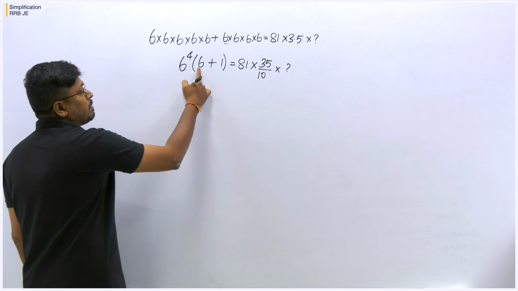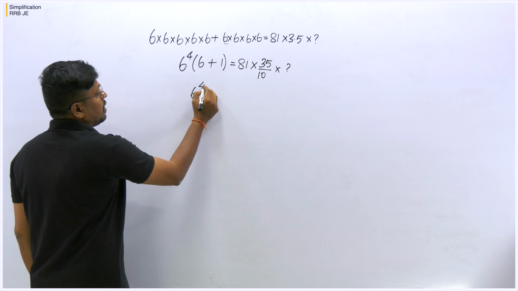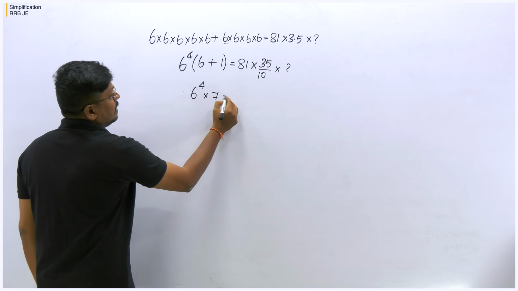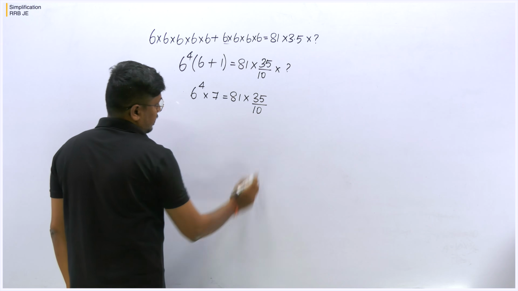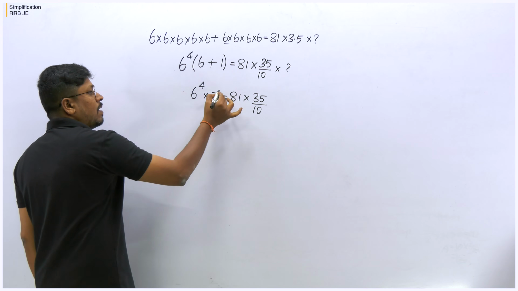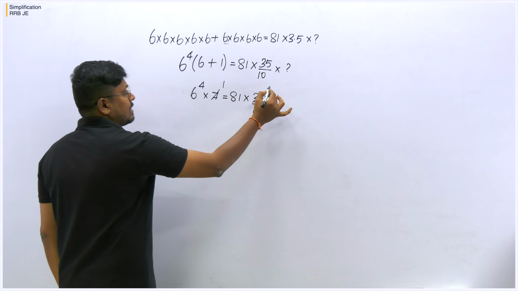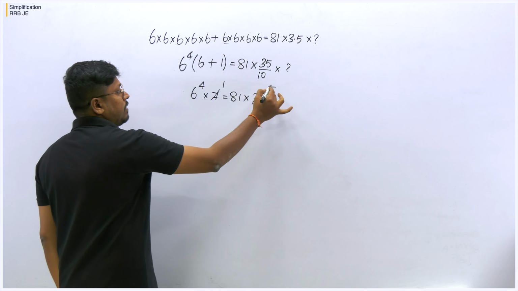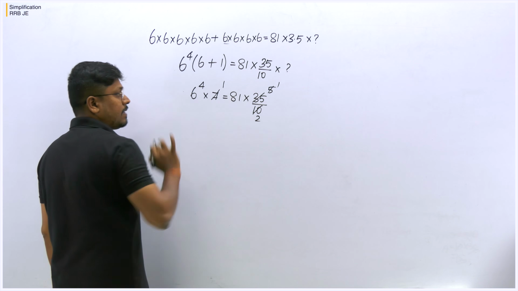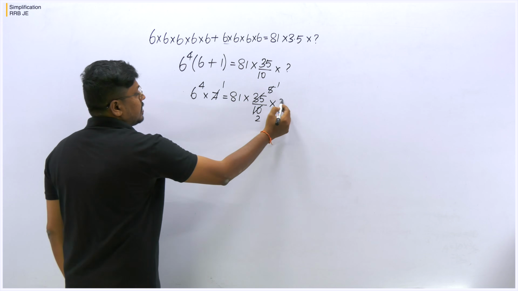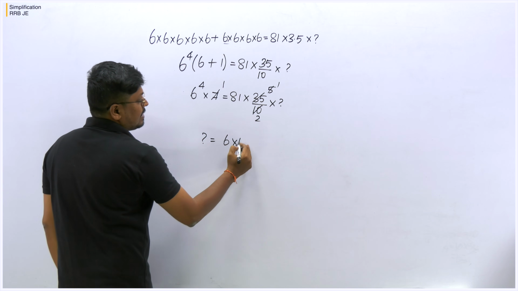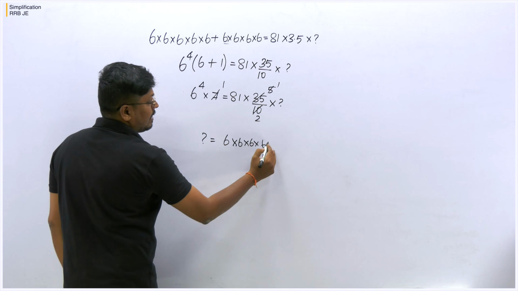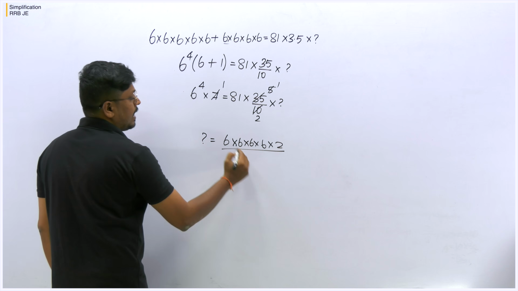So now 6 plus 1 will be 7. So 6 power 4 into 7 is equal to 81 into 35 divided by 10. So I think we can cancel this: 1 7s are 7, 7 5s are 35. Similarly 1 5s are 5, 2 5s are 10. Right? So the question mark is equal to 6 power 4, which can be written as 6 into 6 into 6 into 6. Finally we can write like this, into 2 divided by 81.